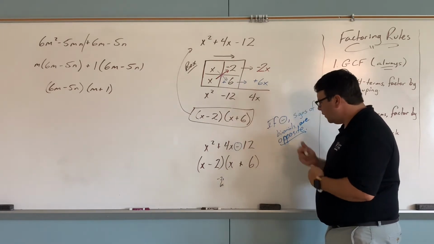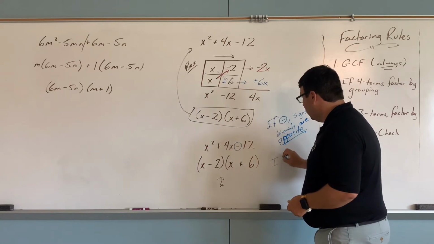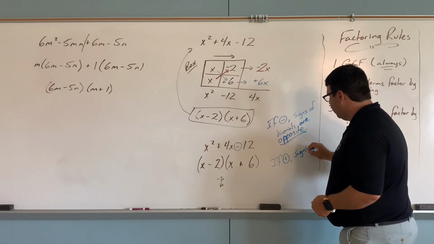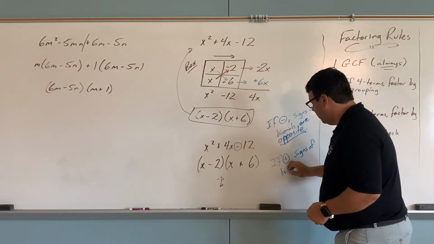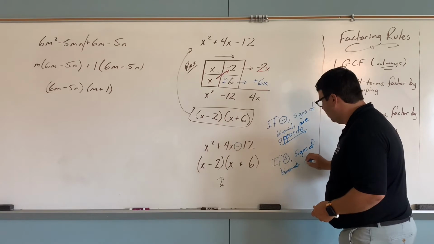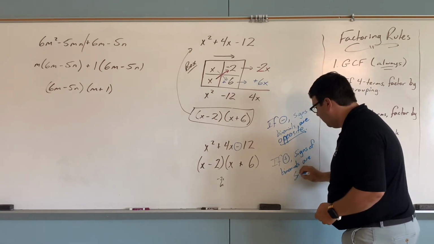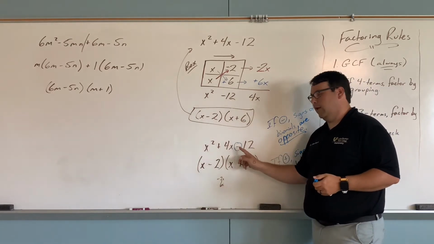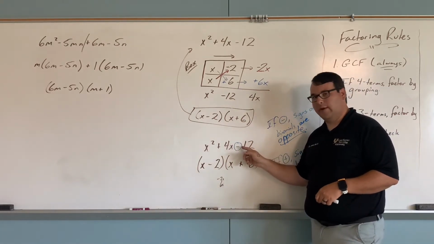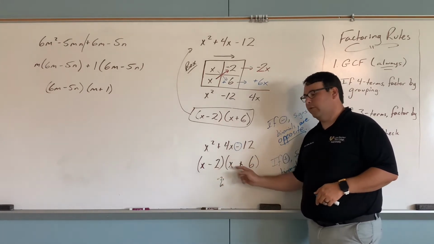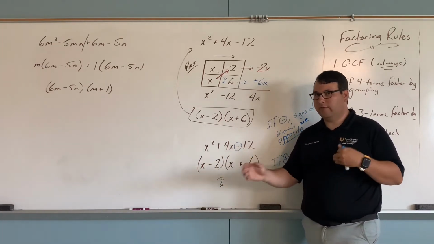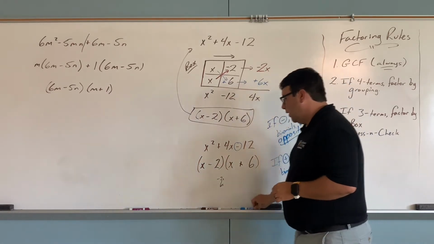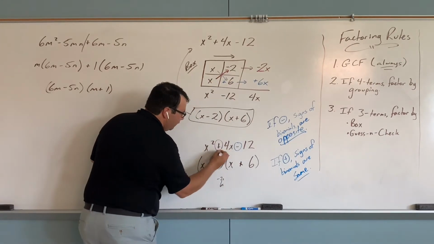Okay, excellent. What if that sign were positive? If the sign was positive, the signs of the binomials are the same. So if this were a positive sign, it is not in this problem, but if it were, that means that both of these binomials would have the same exact sign, either both positive or both negative. The question is, which one's which? And that's where it comes over to this sign.